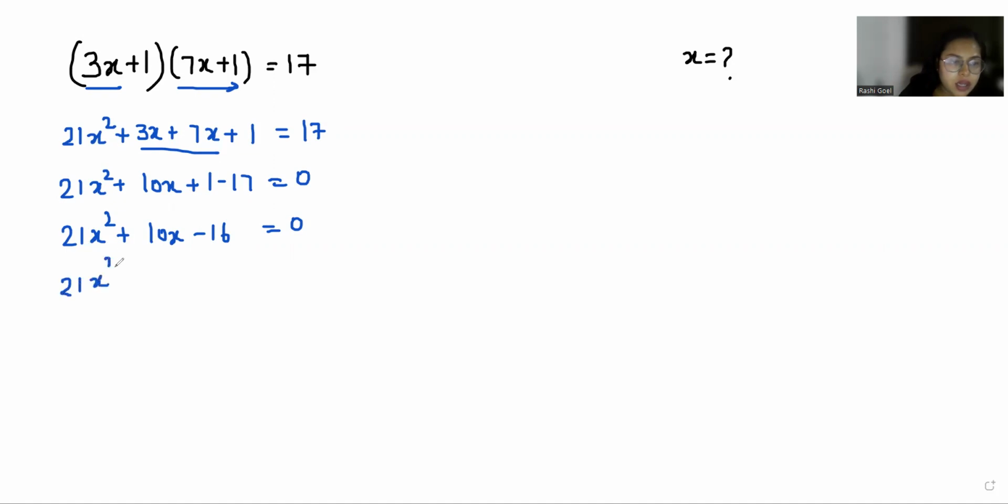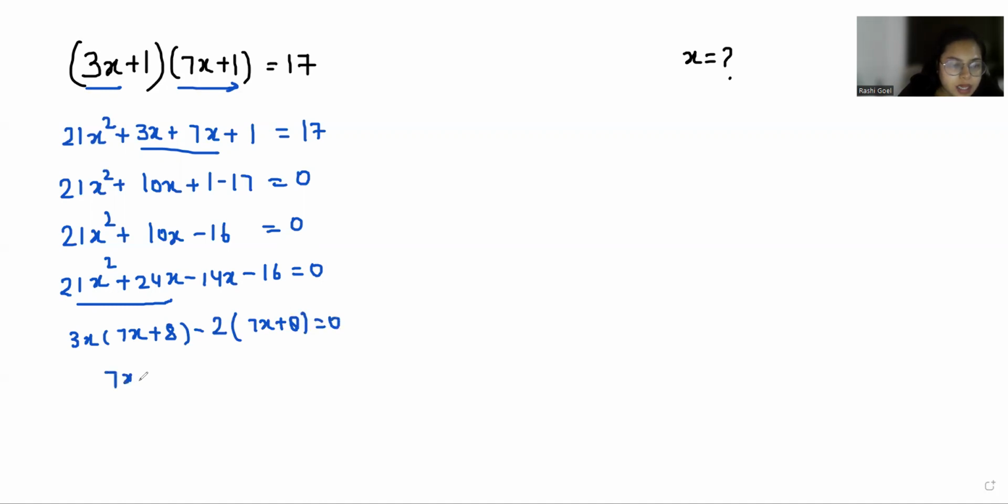So we can write this 10x as 24x minus 14x, minus 16 equals 0. Now from the first two terms, I can take 3x as common, so 7x plus 8. Similarly from here, minus 2 as common, so 7x plus 8. Now 7x plus 8 is common, so (7x + 8)(3x - 2) equals 0.